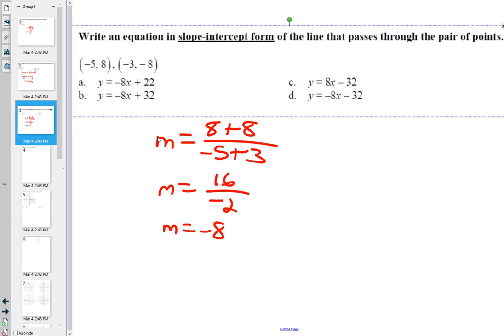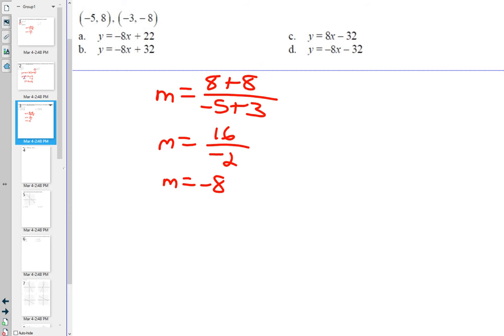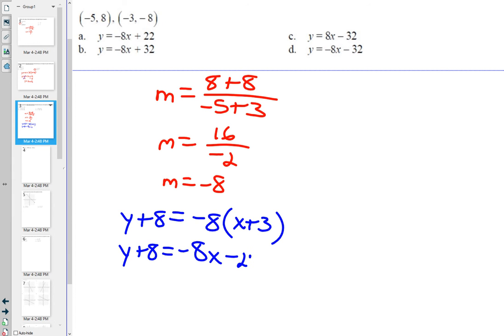All right, so now we have to pick a point. It doesn't matter which point. Sarah, since you seem to be one of the few that are awake this morning, I'll let you pick. Pick a point. Okay, if you want to use -3 and -8, that would be y plus 8 is equal to the -8, that's the slope, and then x plus 3. But they want it in slope-intercept, so we have to again solve for y. -8x minus 20, minus 8 on both sides. y equals -8x.